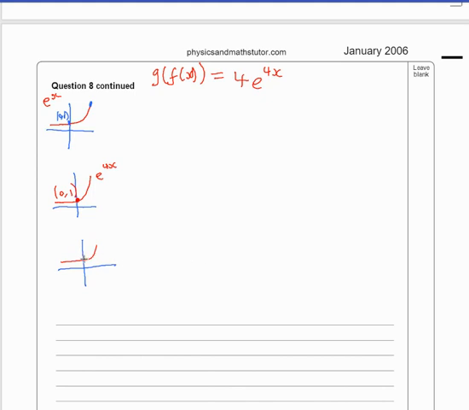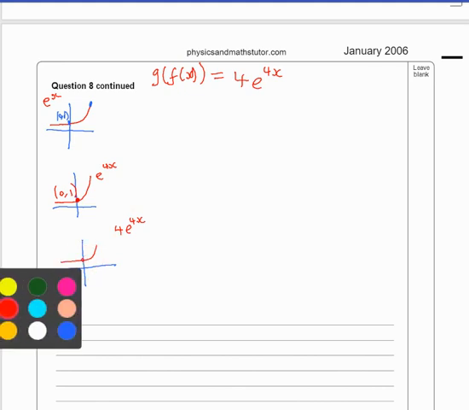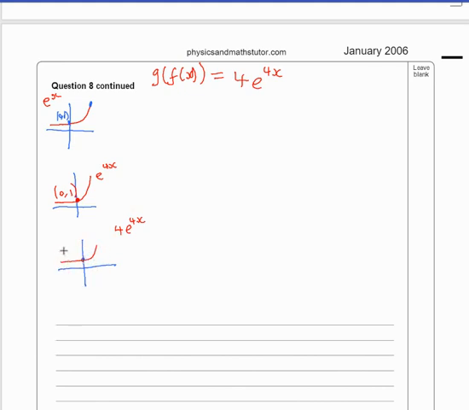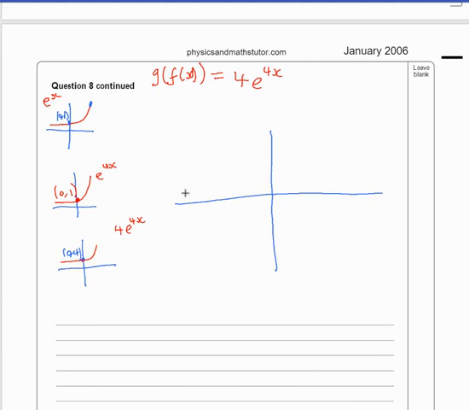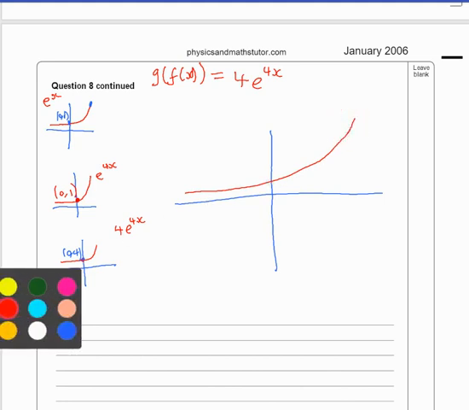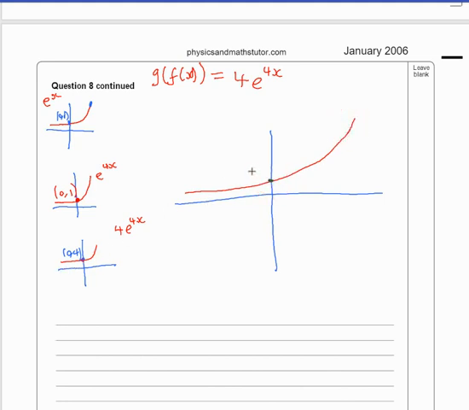Where this crosses the y-axis, well, if all the y coordinates are being multiplied by 4 as a result of doing 4 e to the 4x, then this (0, 1) becomes (0, 4). So my final sketch over here is going to look like this. I have the same kind of shape, and my intercept here is going to be (0, 4).